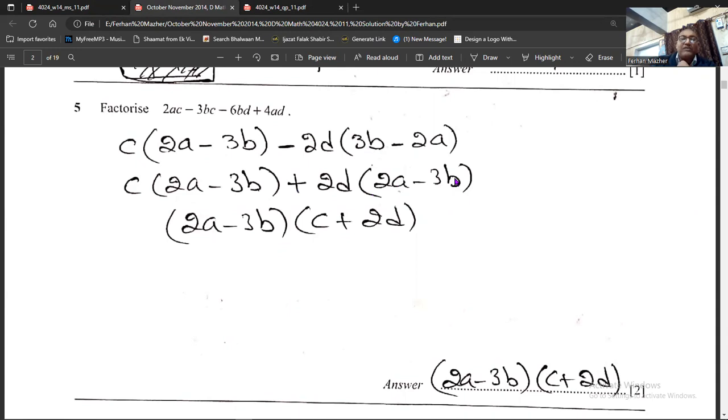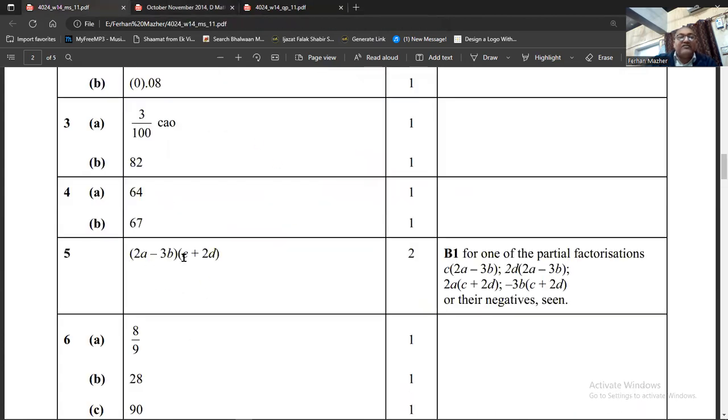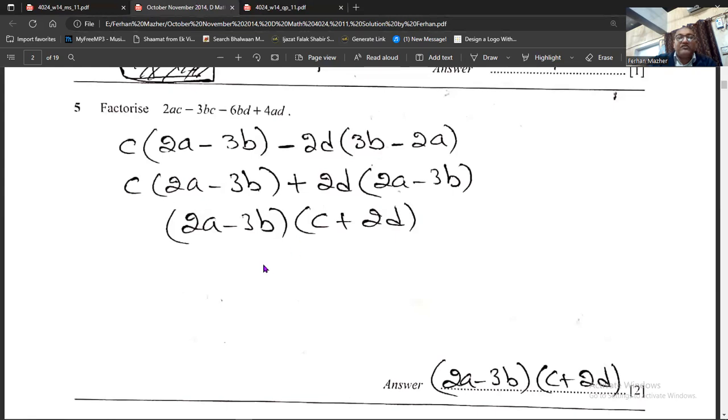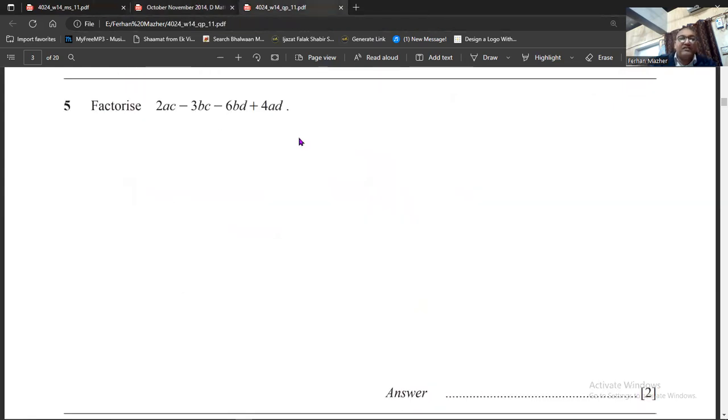So you will have 2a minus 3b. Now this bracket is common. So I will take it common from here. I will have c from here. I will have 2d. So this is how you will factorize this. I hope you understand. Question number 5. Let's check the answer. 2a minus 3b, c plus 2d. So our answer is right. The solution is showing up on your screen.